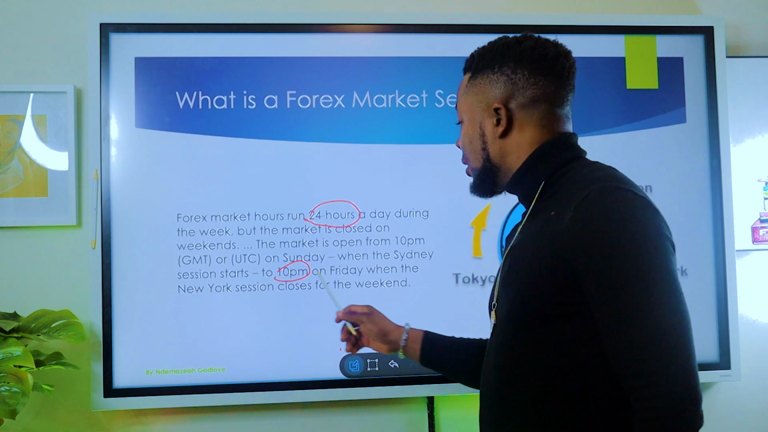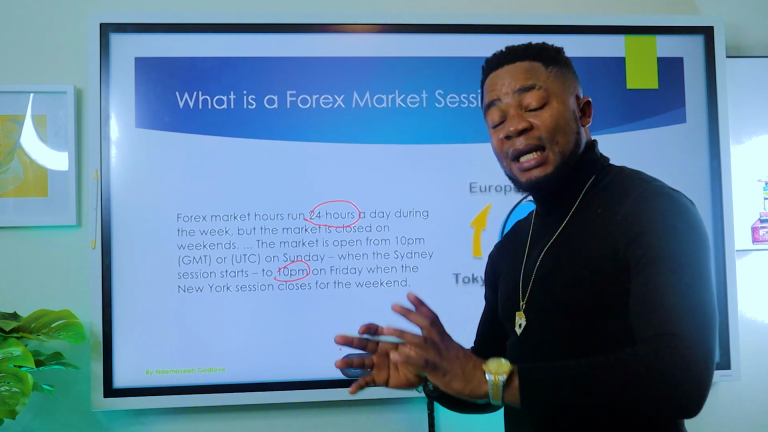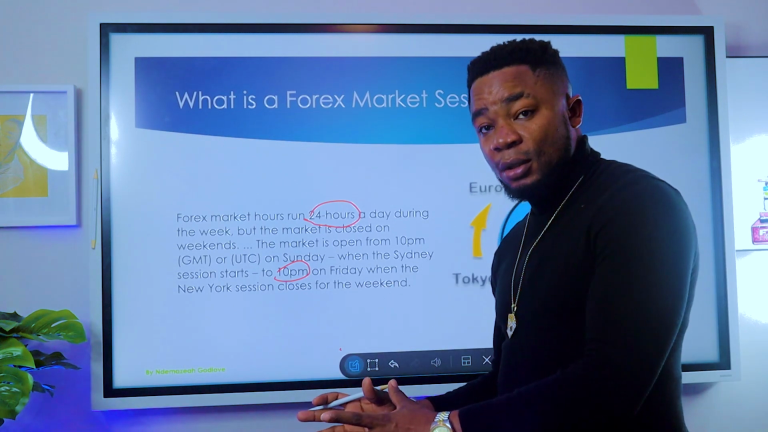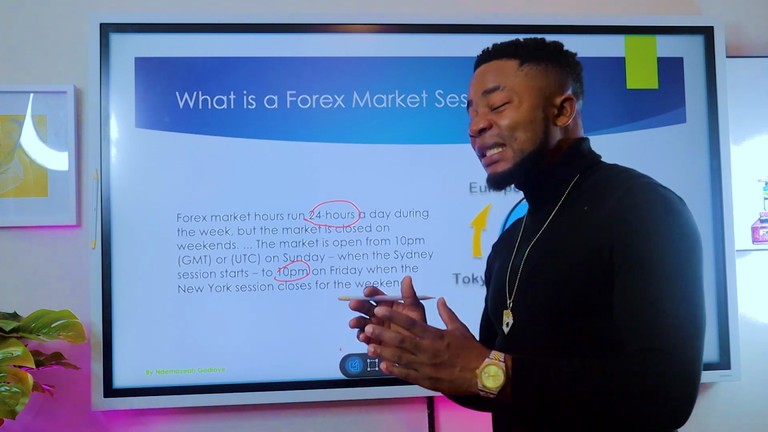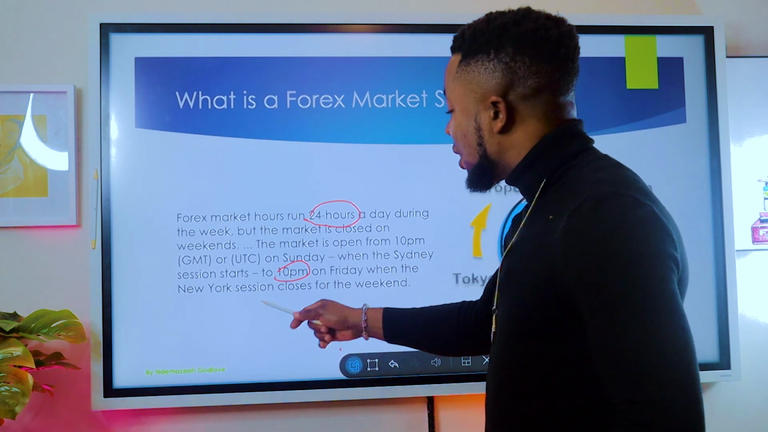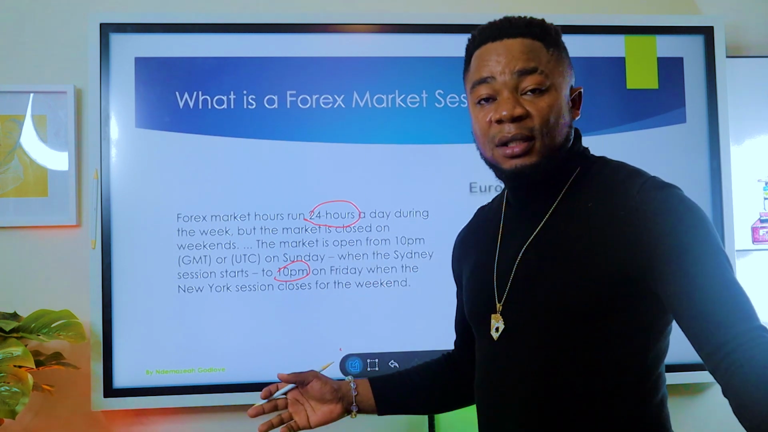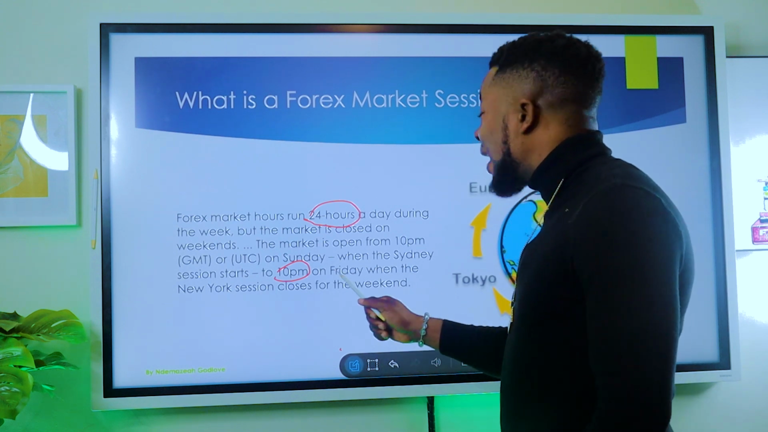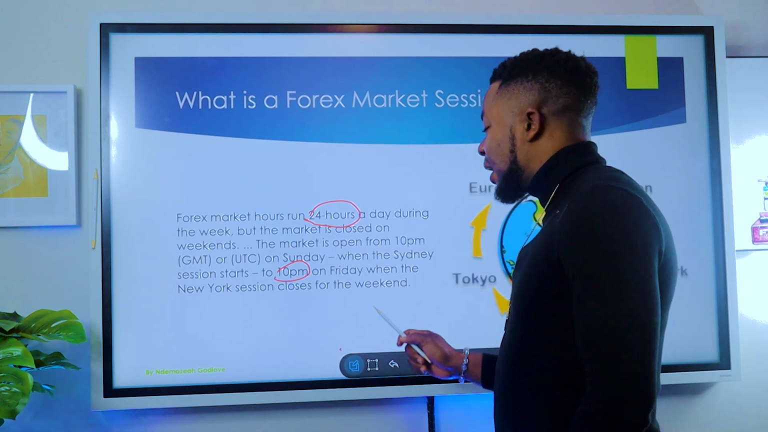on Sunday, that is when the Sydney session, because remember we're talking about forex market sessions, and we have something called the Sydney session. The Sydney or Australian session opens on Sunday at 10 p.m., and that is when the trading starts. All right, that is when trading starts again. And on Friday the market is closed. On Friday the New York session closes for the weekend.